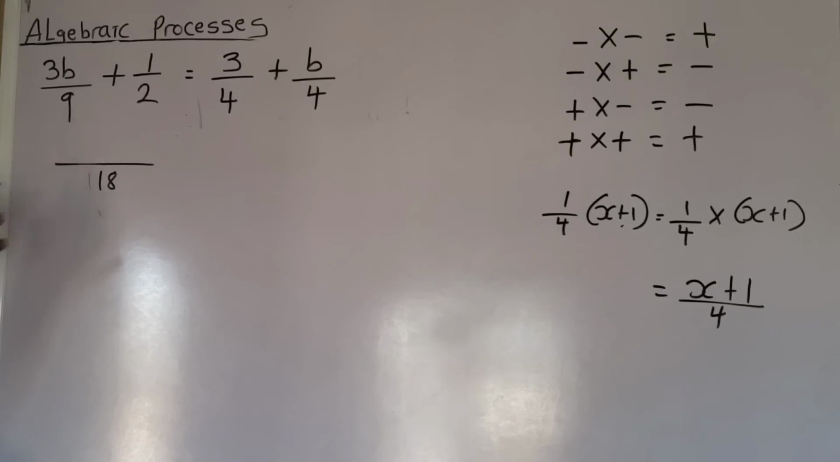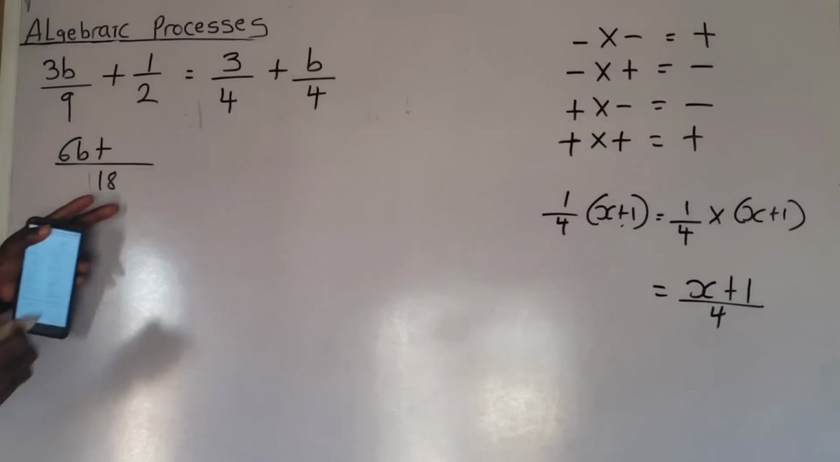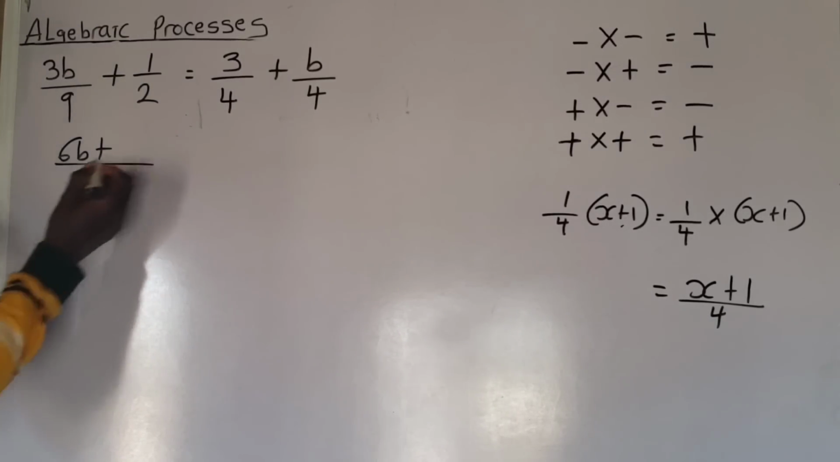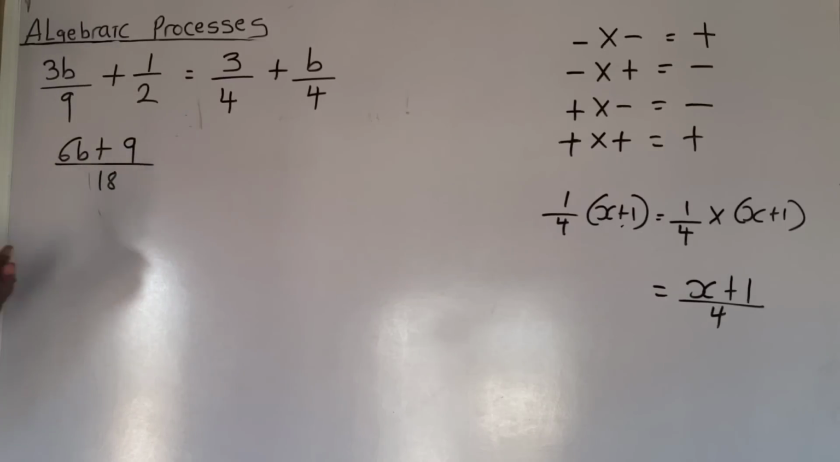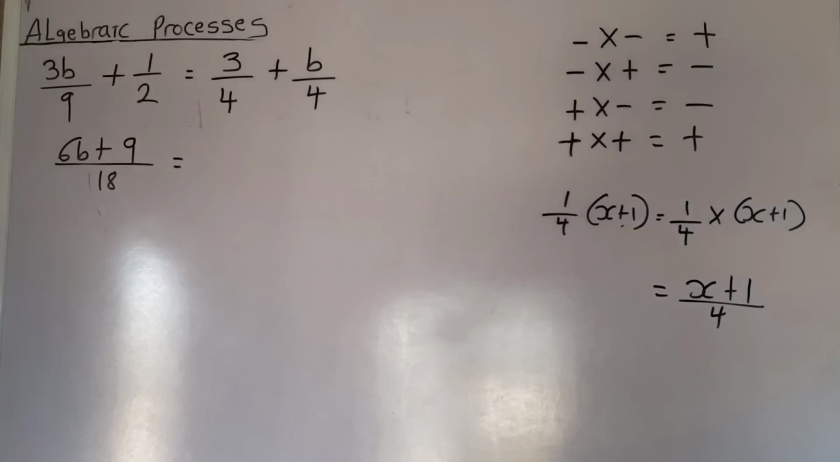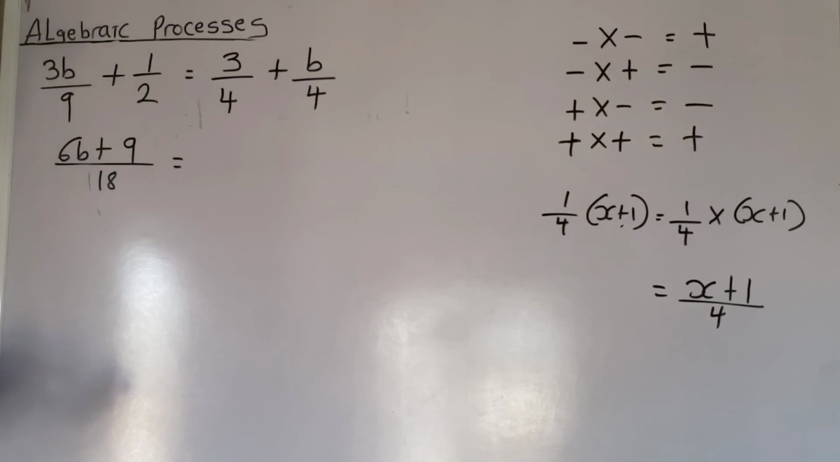18 divided by 9 is what? 2. 2 multiplied by 3b, that will be what? 6b. So I'm going to have 6b plus 18 divided by 2 is what? 9. 9 multiplied by 1 is what? 9. So I'm going to have 6b plus 9. Do you understand? Is equals to, now for the right hand side of the equation, we are still going to take the LCM. The LCM of the denominators is what? 4. You understand?